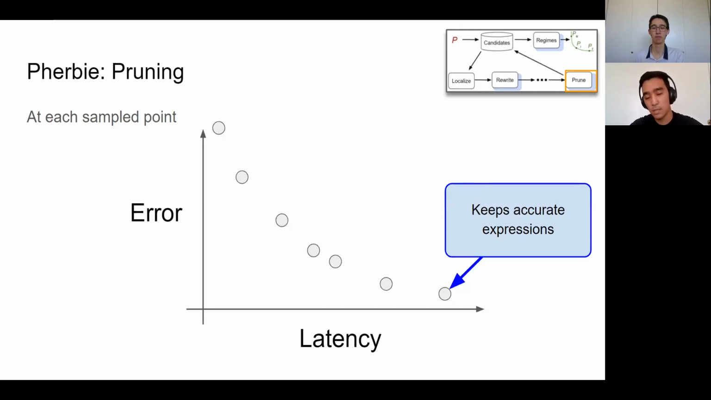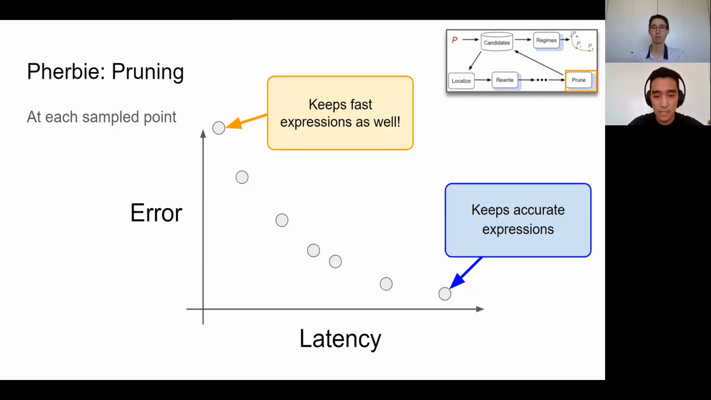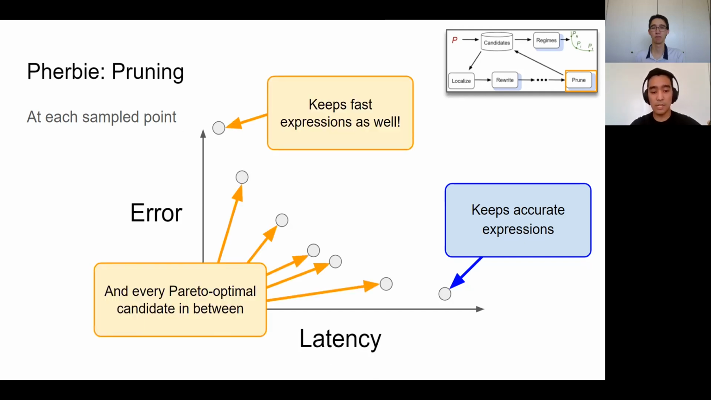So back to pruning. Since we prune by both accuracy and cost, at each sample point, we have a set of candidates that are best in class on that point. And that set includes the accurate expressions that Herbie would have kept, but it also keeps fast expressions as well as every Pareto-optimal candidate in between. And because we keep this diverse set of candidates at each point, we ensure that the final set of implementations are Pareto-optimal.